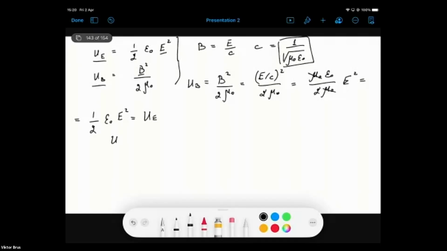So total energy density per unit volume would be UE plus UB. Keep in mind that UE and UB are changing in time, but the total energy density per unit volume will be a constant, and that will be defined as epsilon naught times E squared, or in terms of the magnetic field, B squared divided by mu naught.